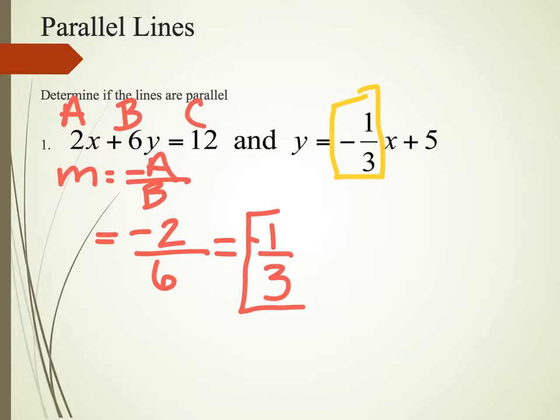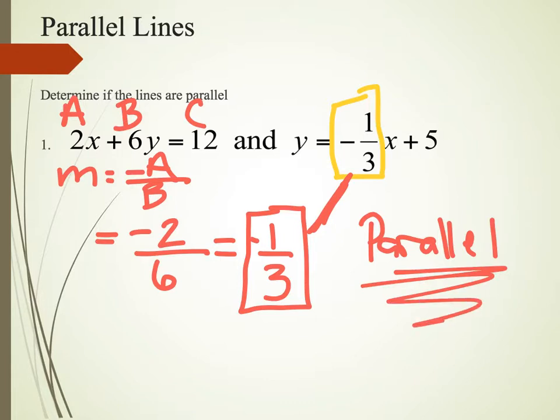So if you look at the slopes, are they the same? Negative 1/3, negative 1/3. Yes, they are the same. So therefore, they are parallel. These are parallel lines because the slopes are the same.